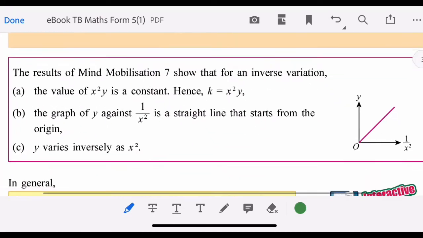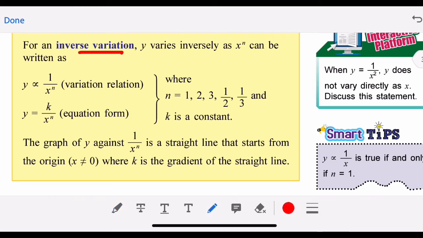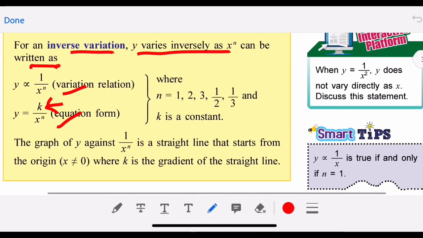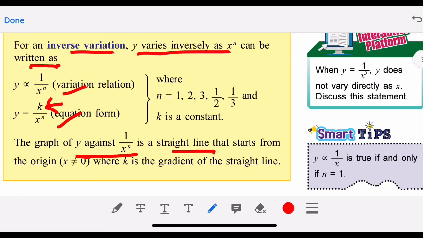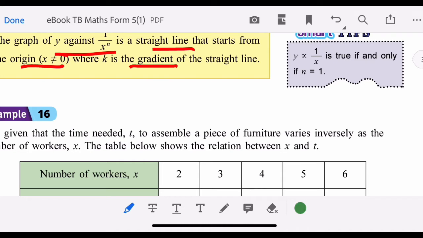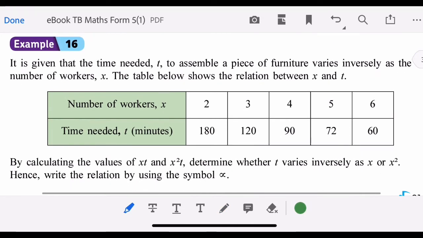Alright, so let's go through the inverse variation. y varies inversely as x and can be written like this, and then in equation form, you should have a k. So the graph of y against 1 over x to the power n is a straight line that starts from the origin. The k is the gradient of the straight line. y varies inversely with x is true if and only if n equals 1.